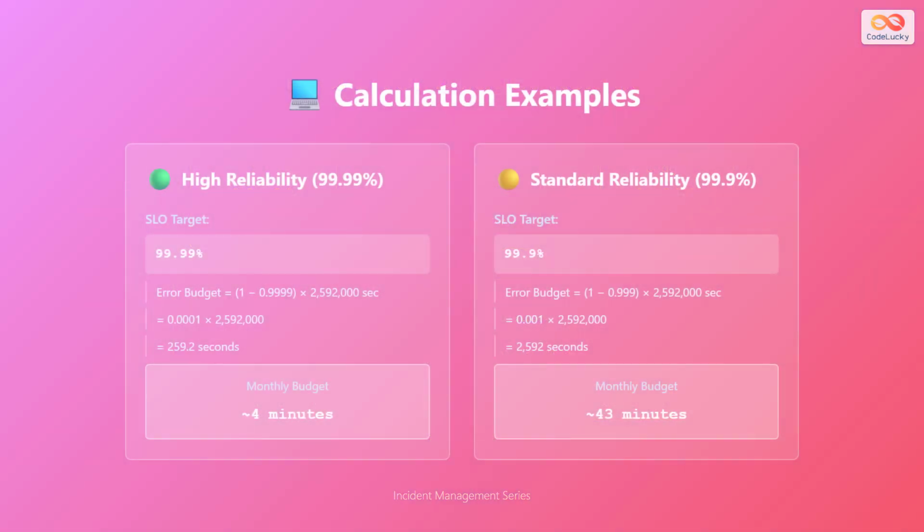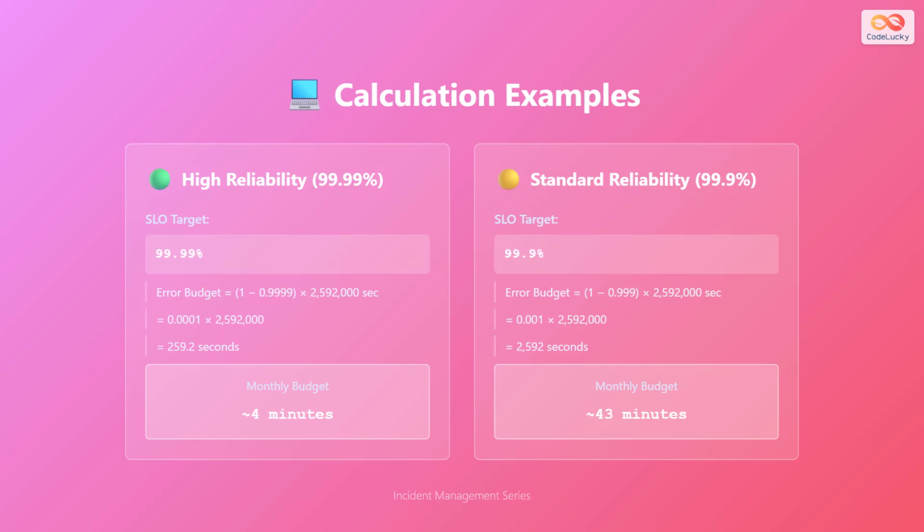Let's work through two concrete examples. First example, high reliability with a 99.99% SLO. The calculation is 1 minus 0.9999, which equals 0.0001. Multiply that by 2,592,000 seconds per month, and you get 259.2 seconds. That's about 4 minutes per month.